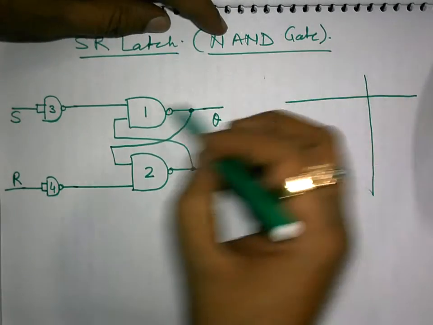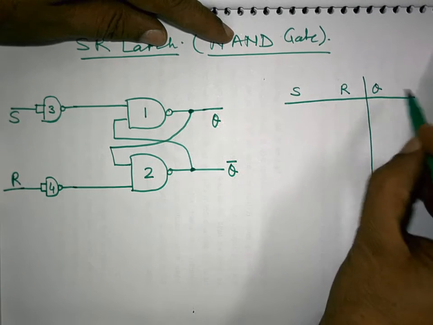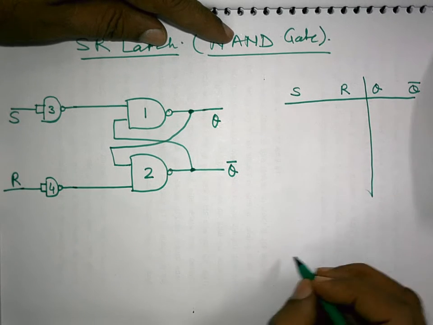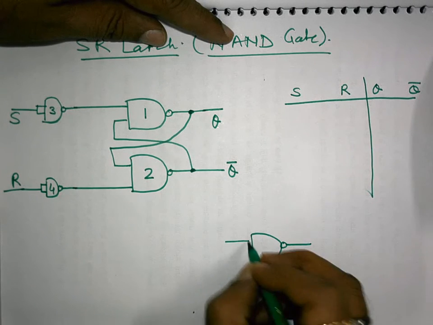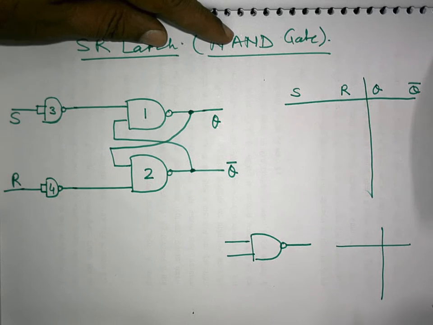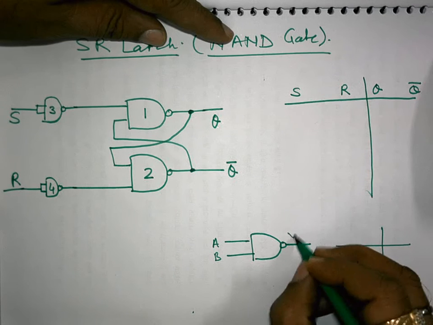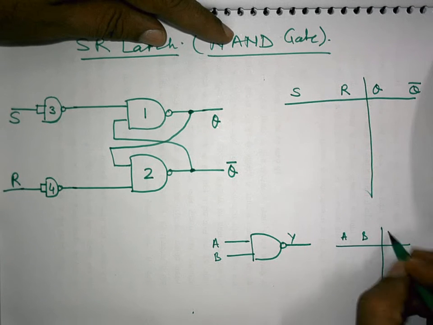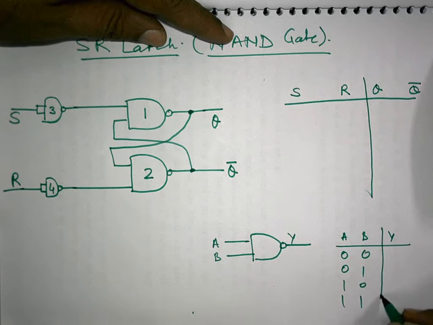Now, in a similar fashion, if I apply this input to S and this input to R, and take the outputs as Q and Q bar, the logical gate we are going to use is the NAND gate. If you look at the property of this two input NAND gate, A and B are the inputs and Y is the output. Let's see what the NAND gate says for various combinations of inputs.